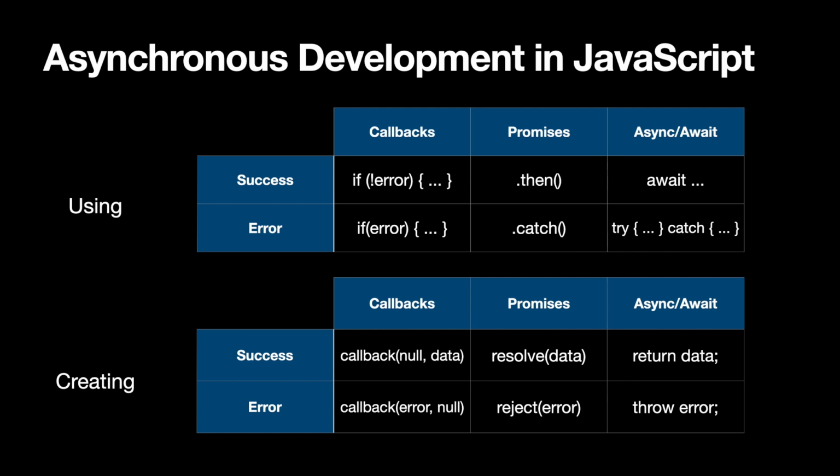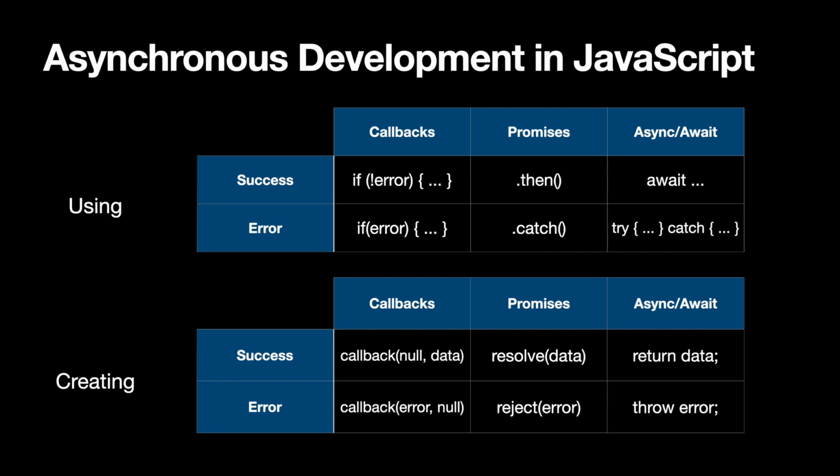And with async await, it's even easier. If you want to return data, you just return data, no problem. And if you want to throw an error, you just throw an error, just like that. So here we have three ways of using asynchronous programming in JavaScript.